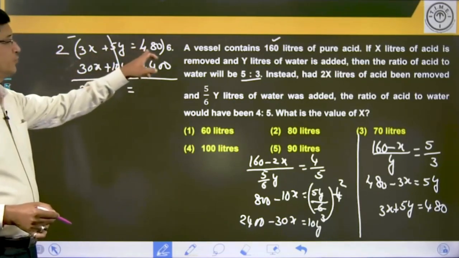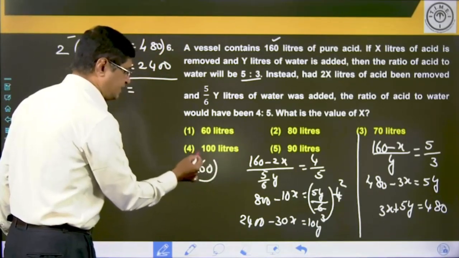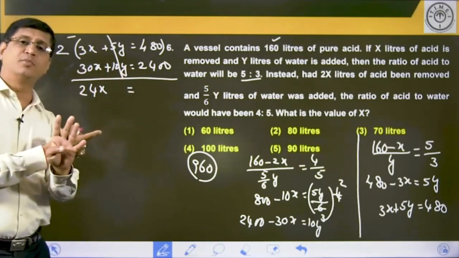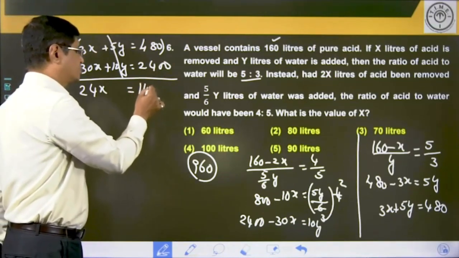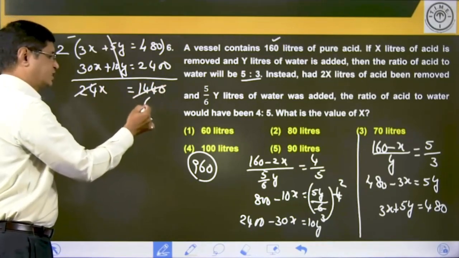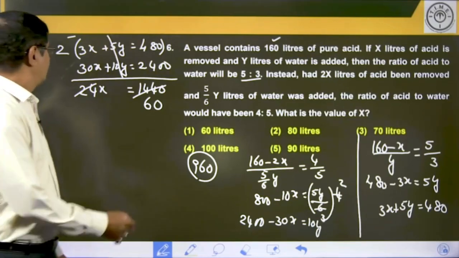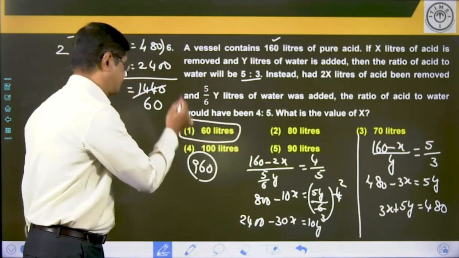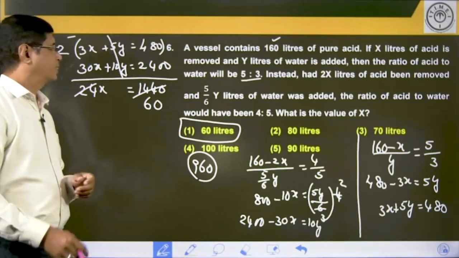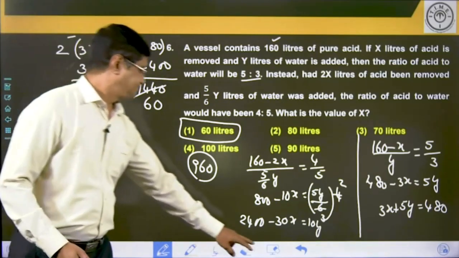And here 2 times of 480. 2 times of 480 means 960. 960 is 40 less than 1000. Whereas 2400 is 1400 more than 1000. 1400 plus 40. So 1440. Now cancellation. It goes exactly 60 times. The value of x is 60. Now what is the right choice? Yes, option number 1. Choice 1 is the correct answer. Okay. Am I clear? Now look at the next example.